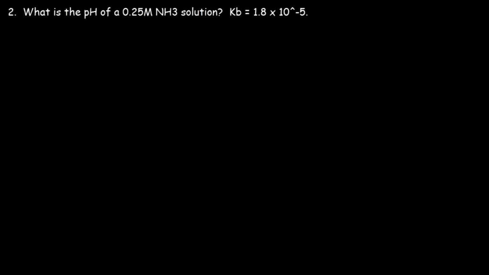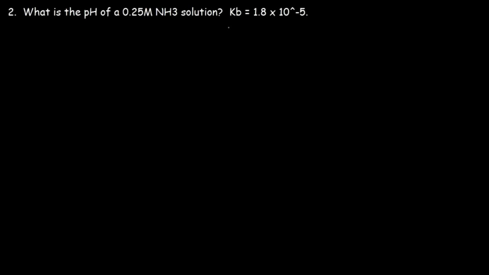Number 2: what is the pH of a 0.25 molar ammonia solution? And we're given the Kb, the base dissociation constant. Since we have Kb, basically we have a weak base in the solution. A weak base will generate hydroxide ions. So we need to use Kb to find x, which is going to represent the hydroxide ion concentration. Once we have that, we can find the pOH of the solution, and then the pH.